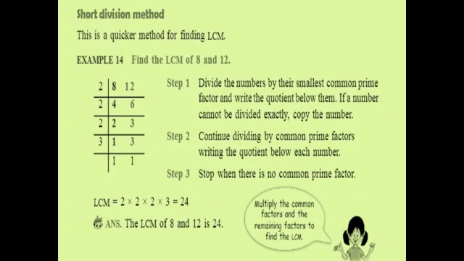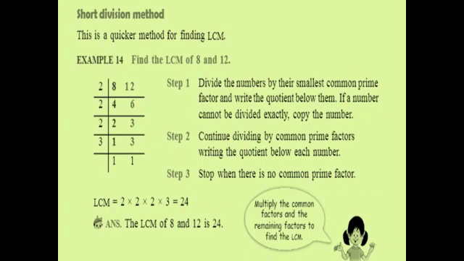If a number cannot be divided exactly, copy the number. So here if you write 2, how many times will 2 go in 8? 4 times. So write 4 below 8, and how many times will 2 go in 12? 6 times. So write 6 below 12. Next, again the common prime factor between 4 and 6 is 2. So you will divide with 2. So 2 goes 2 times in 4. So 2 2s are 4 and 3 2s are 6.